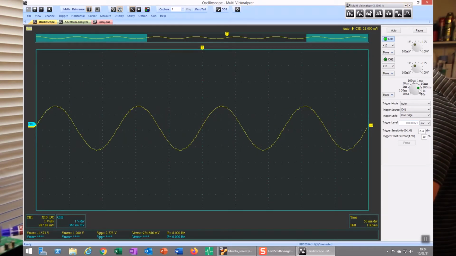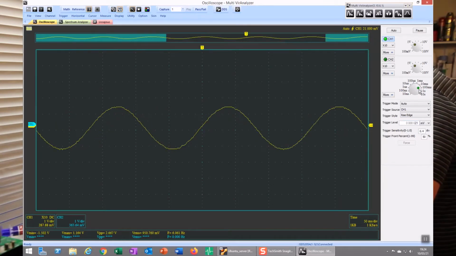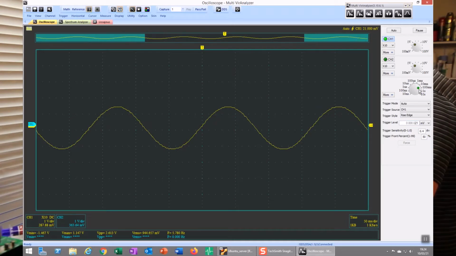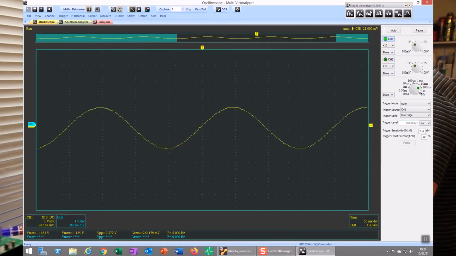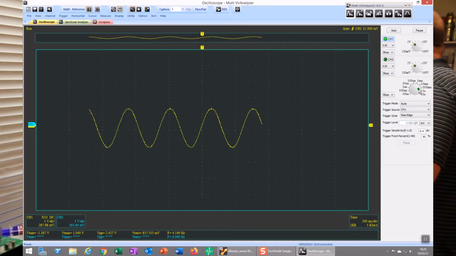9, we're at 8 hertz, 7, we're still at about 960 millivolts, so this is still a fraction of a dB down. This is 6 hertz, 5, 4 hertz, let's just change our time base up a little bit and look at this.